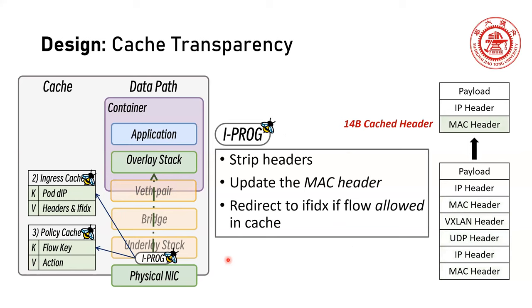And the ingress program does a similar thing. On receiving a VXLAN packet, the ingress program first queries the cache, then the program strips the outer VXLAN headers and updates the MAC header. Finally, if the flow is allowed in the policy cache, the packets will be redirected to the target container interface.